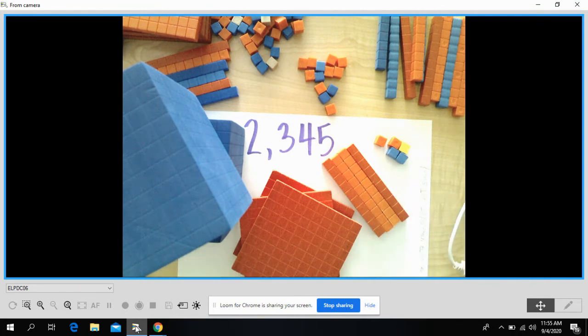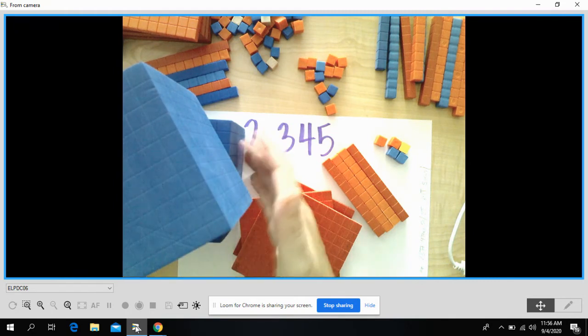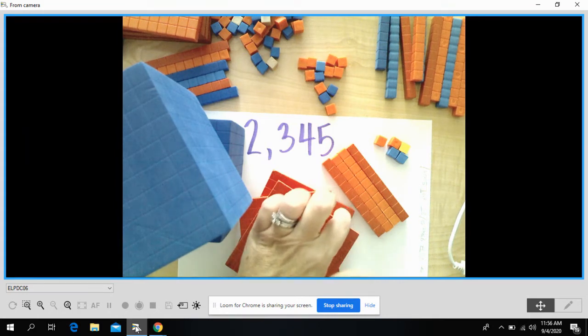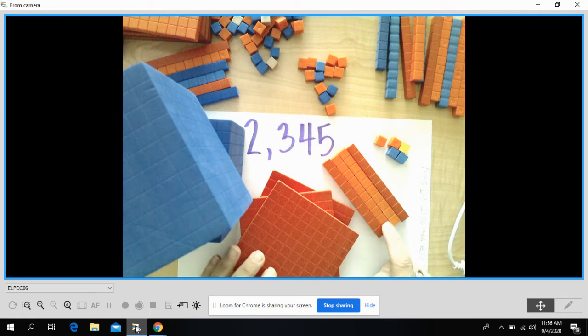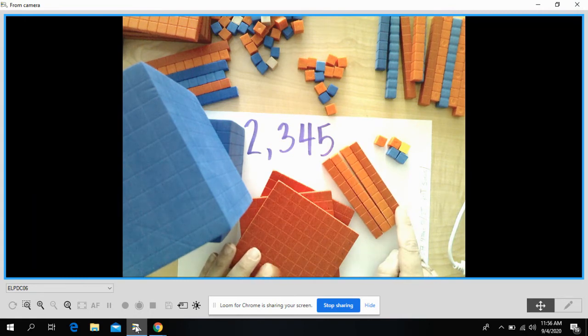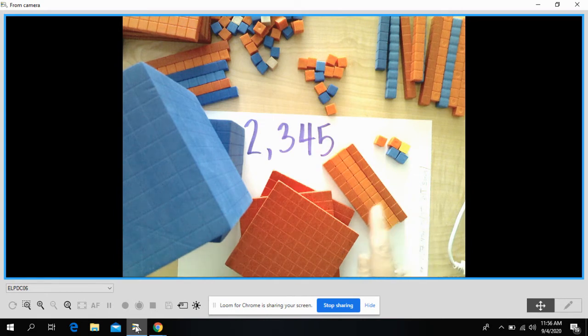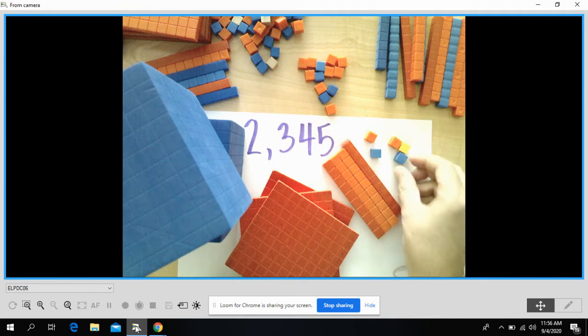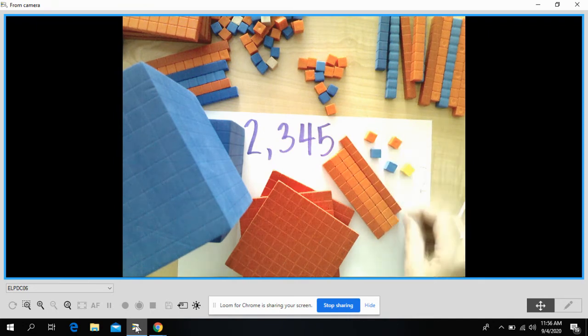So now let's count this number looking at the place value blocks. 1,000, 2,000, 2,100, 2,200, 2,300, 2,310, 2,320, 2,330, 2,340, 2,341, 2,342, 2,343, 2,344, and 2,345. So we have represented that. Do you think there's a different way?